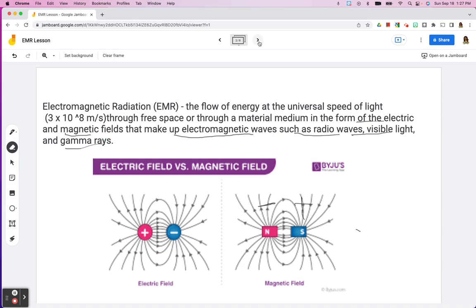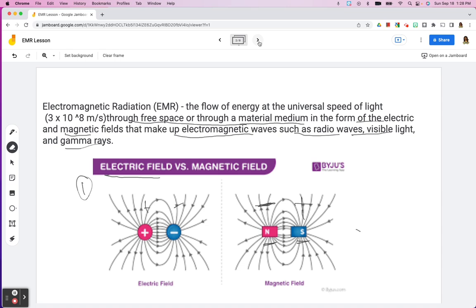So here are 2 illustrations. Here's one, the electric field that has a positive and negative, and the field contains a force that attracts each other. The same for magnetic field. There's a north pole and a south pole, but there's an attraction in this field. So this is that free space or the material medium in which the electric and magnetic fields exist.